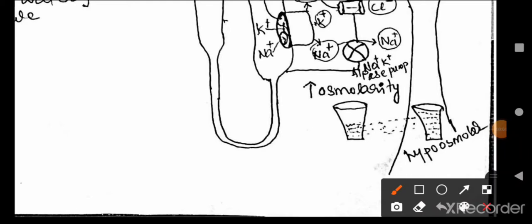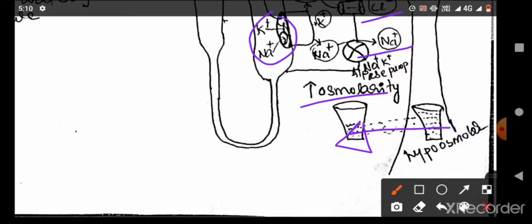Because of this condition, the solvent which is present in the collecting duct, in this case water, will move from the region of low solute concentration to the high solute concentration. This high solute concentration is because of these chloride and sodium ions in the medullary interstitium. This leads to the increased osmolarity condition. This is the normal physiology that is going on in the body. Now, whenever we introduce the loop diuretics, these loop diuretics will bind to the sodium potassium 2 chloride pump.